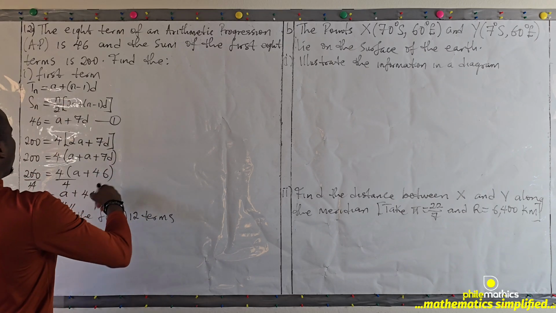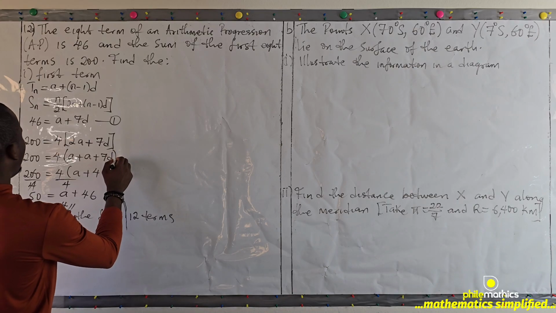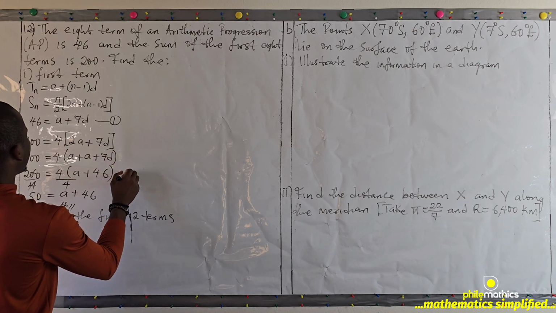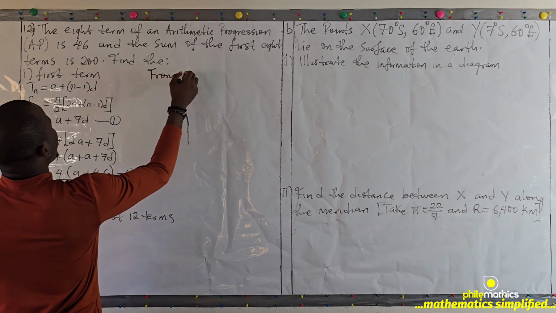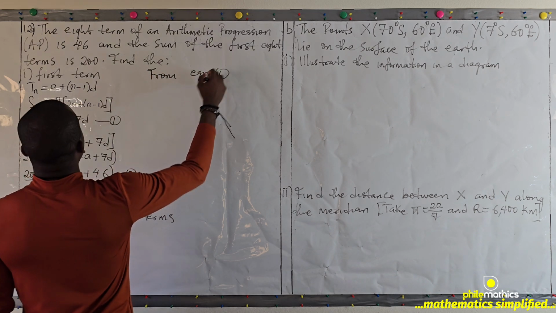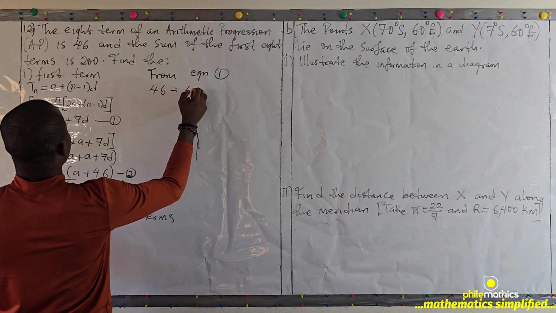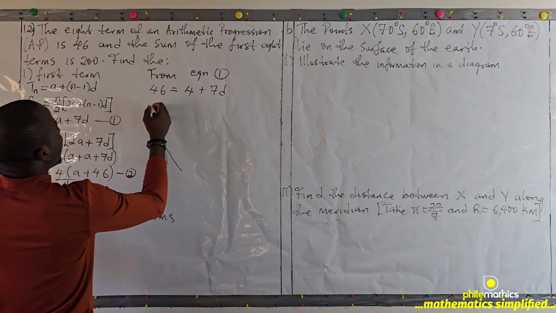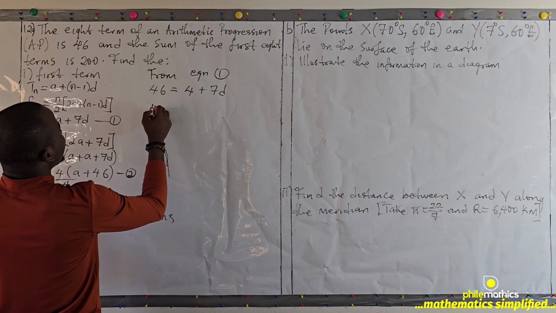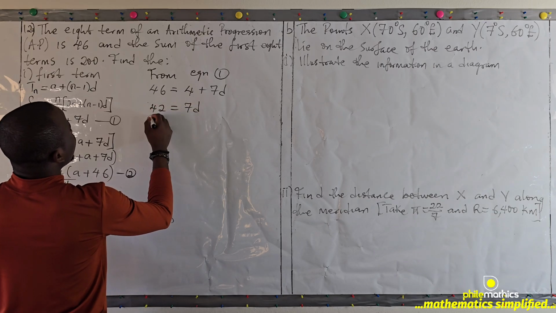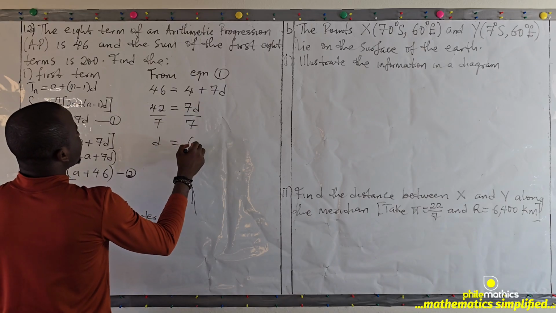So we could call this equation 2. From equation 1, we have 46 equals, we have gotten a to be 4, plus 7d. And so subtract 4 from both sides. We have 46 minus 4 is 42. So divide both sides by 7 to find d. We'll get d as 6.